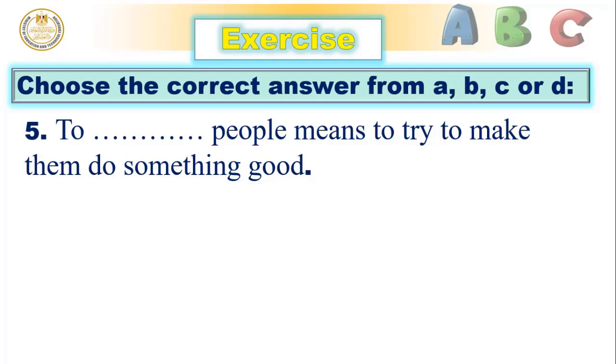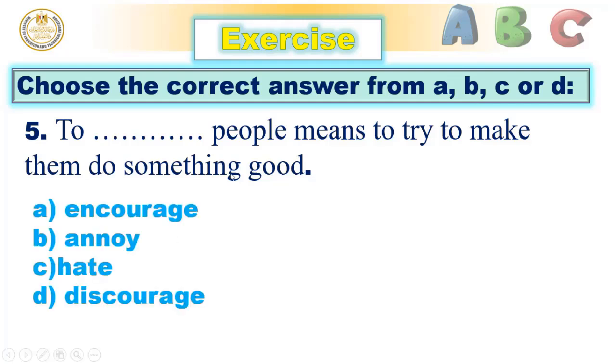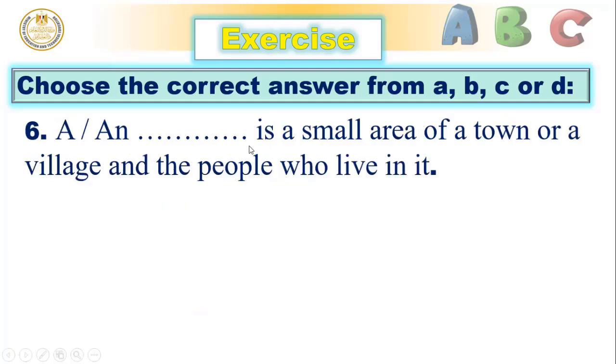Next question. To encourage people means to try to make them do something good. طيب هنا عايزين نشوف definition. Means معناها إيه بقى؟ To try to make them do something good. بنحاول نجعلهم أو persuade them. نحاول نقنعهم to do something good. يعملوا حاجة كويس. هل عندنا encourage شجعهم, annoy يضايق, hate يكره, or discourage يحبط. I think the answer is very clear, very obvious here. It is encourage يشجع.